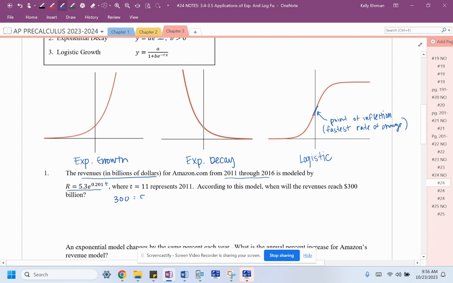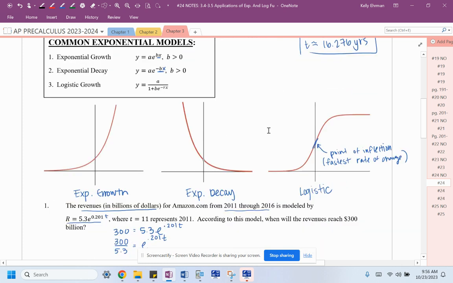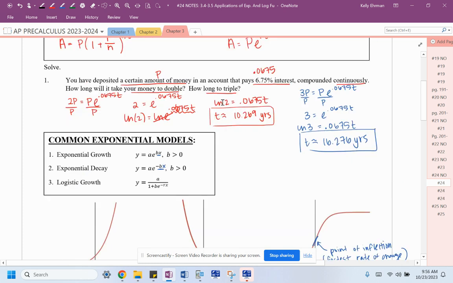Well, we could solve it either way. Let's see. 300 equals 5.3 e to the 0.201t. I could solve this by graphing, right? We'll look at that in a minute. But I could also, possibly just as fast, solve this almost by hand, and then use the calculator to get the final thing, just like we did for these problems back here. I could have also graphed when is natural log of 2 equal to this, found an intersection point.